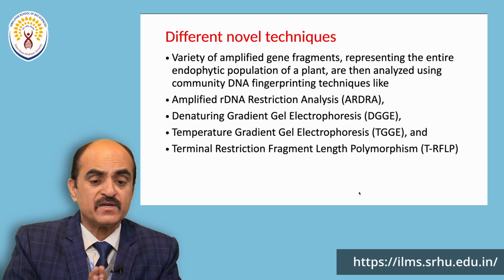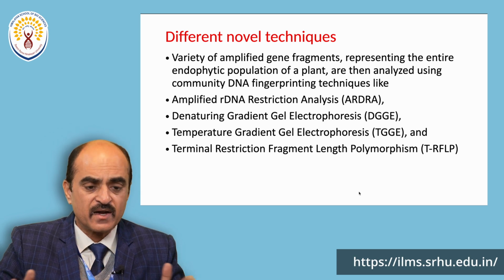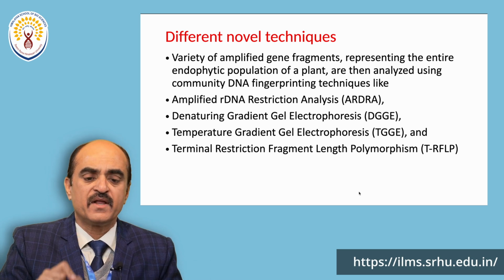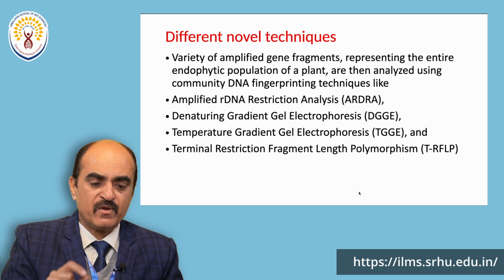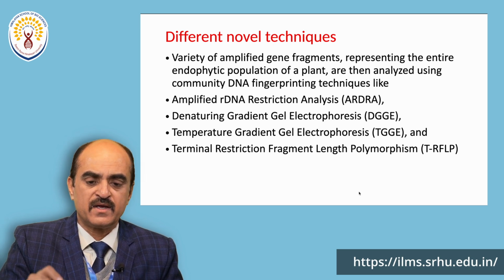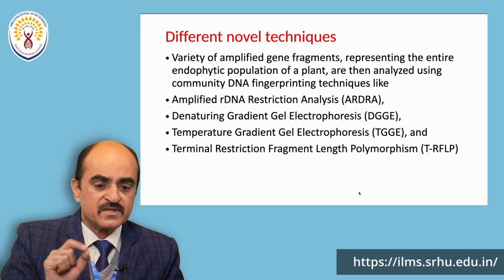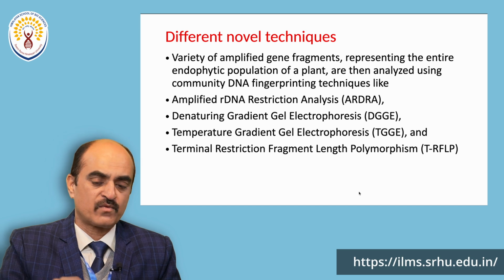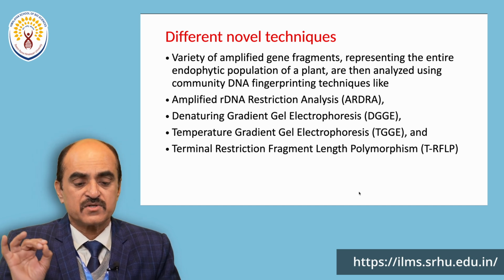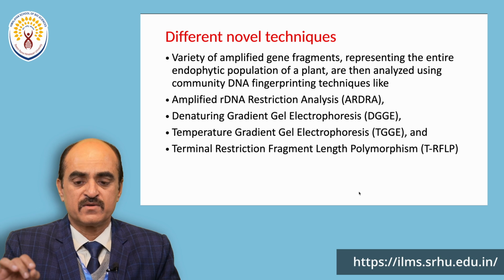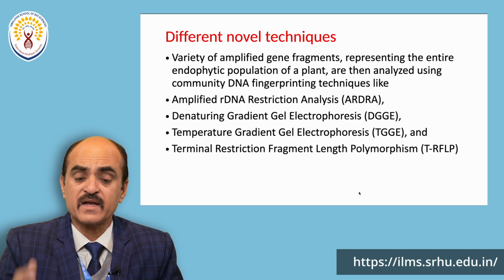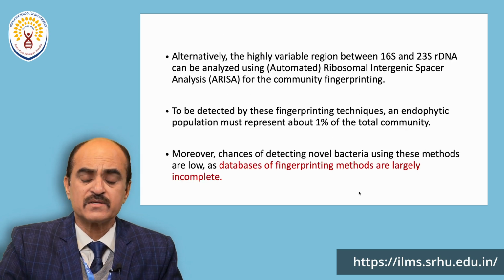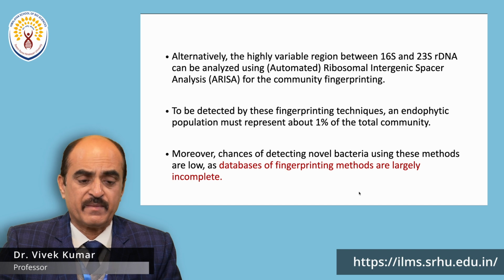The variety of amplified gene fragments representing the entire endophytic population of a plant are then analyzed using community DNA fingerprinting techniques like amplified ribosomal DNA restriction analysis (ARDRA), denaturing gradient gel electrophoresis (DGGE), temperature gradient gel electrophoresis (TGGE), and terminal restriction fragment length polymorphism (T-RFLP). These are the different novel techniques to analyze the sequence of the endophytic bacteria.